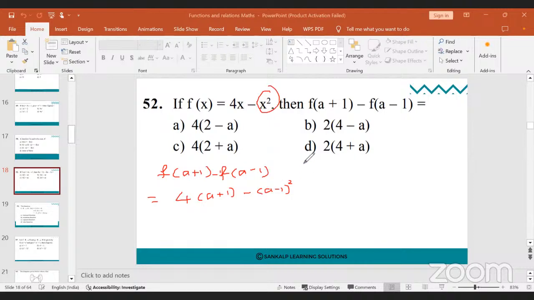Because I took the minus as common out here, minus into minus will become plus. So what is the answer here? If you simplify this, it will become 4 into (2 minus a). So option A is the correct one. Okay.